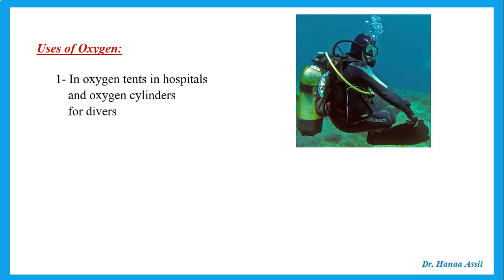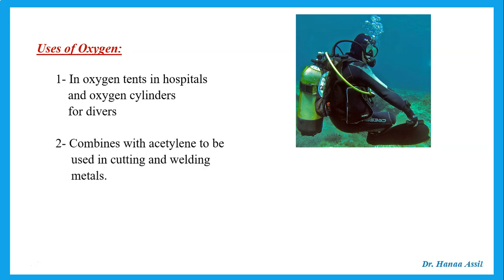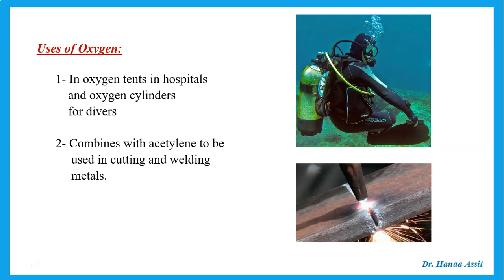What are the uses of oxygen? Don't say for breathing, and don't say for respiration. Well, we use it for what? We use it in oxygen tents in hospitals, or oxygen cylinders for divers, or in combination with acetylene, it is used to make a flame with very high temperature, and this is used in cutting and welding metals.